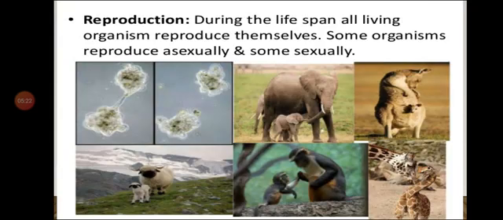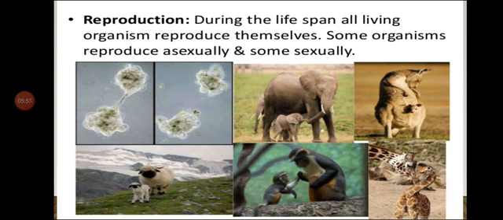The next characteristic is reproduction. During the lifespan, all living organisms reproduce themselves. A dog will produce a dog, a cat will produce a cat, a human being will produce a human being, a monkey will produce a monkey, and these living organisms reproduce asexually or sexually. So this is also one of the important characteristics of a living organism.